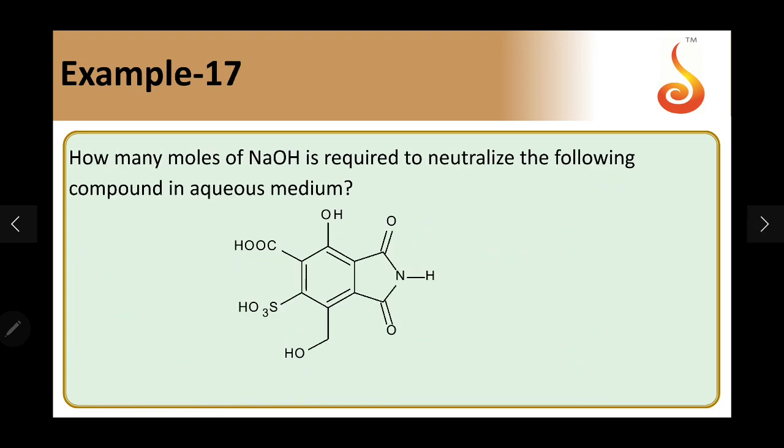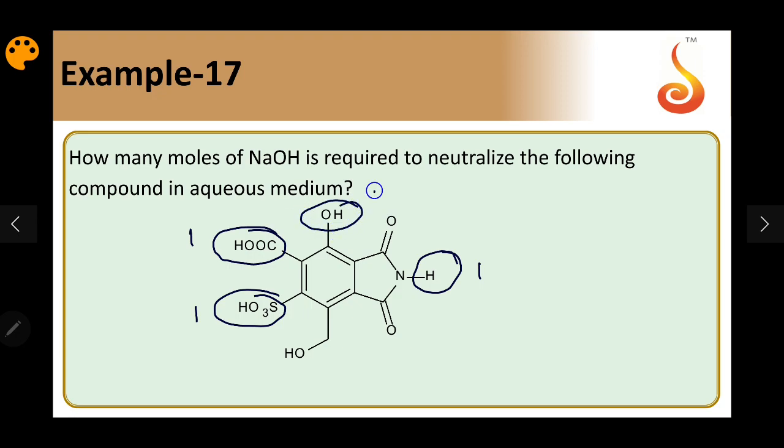Question number 17. How many moles of NaOH is required to neutralize the following compound in aqueous medium? So if you see here, carboxylic acid is one acid group which requires sodium hydroxide for neutralization. So this is 1. Sulfonic acid is the first one to be neutralized. So this is also 1. Now you have CONH, 2 strong electron withdrawing groups. This hydrogen is also very acidic. This also requires another 1 mole of NaOH. Then phenol will take 1 mole of NaOH because it's more acidic than water. Definitely phenol requires 1 mole of NaOH for neutralization.